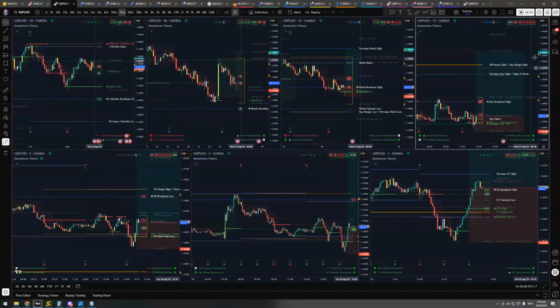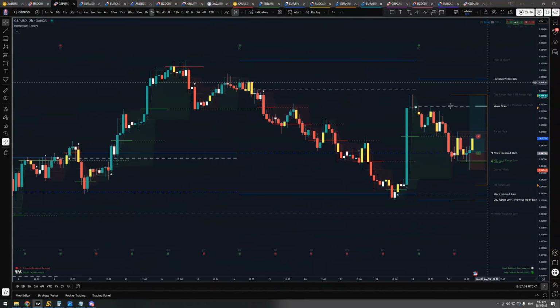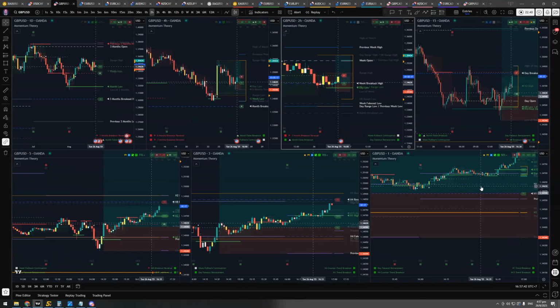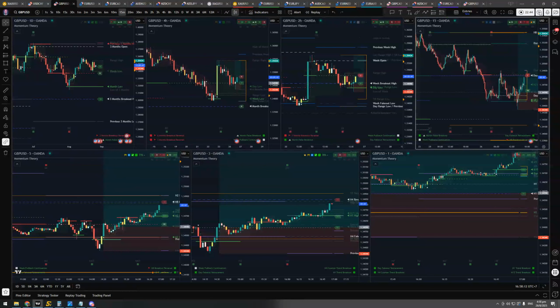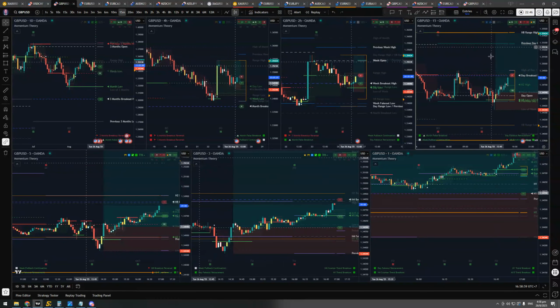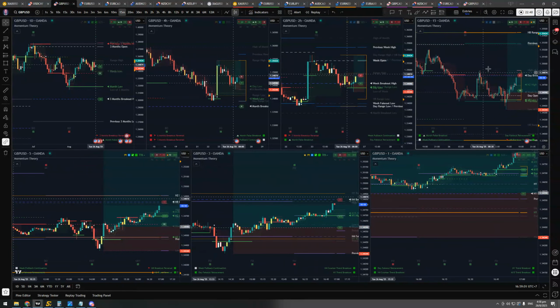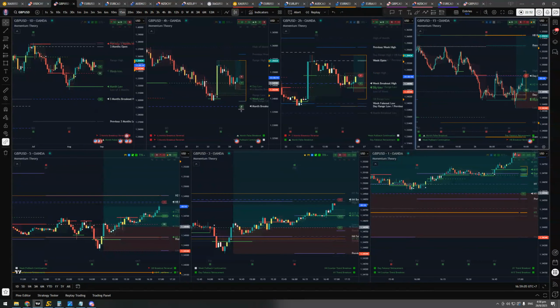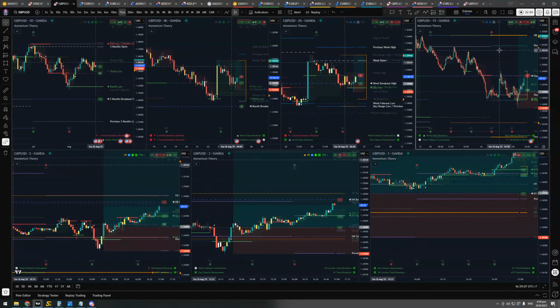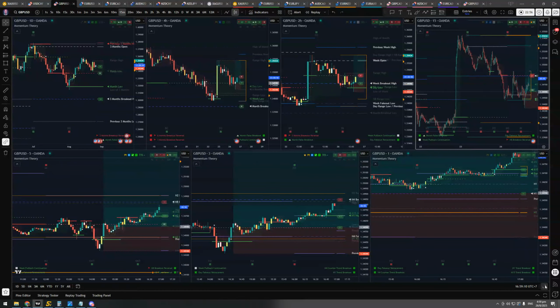Just letting this run. Let's see what happens. All right, there you go. Took partials here at the daily breakout level. All right. Okay, so that first trade played out. Trend pullback on the daily. Price came down. Let me get this opened up.